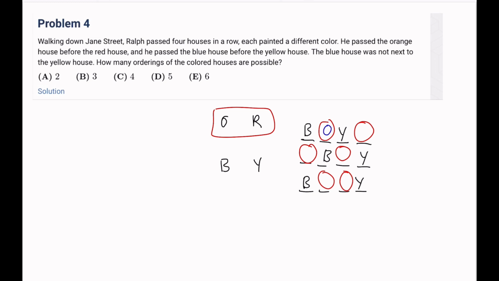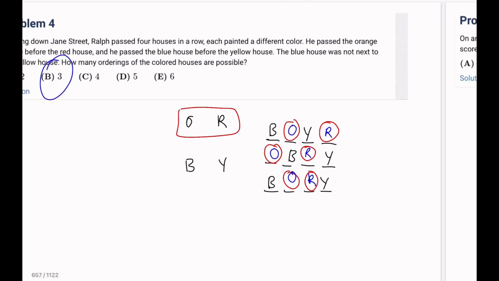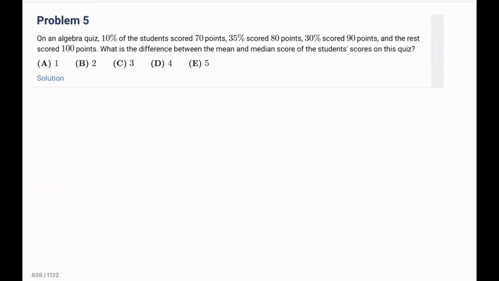So BOYR, OROR. So Boyer, Aubrey, and Bory, right? And so there will be 3 orderings of the colored house possible. The answer is B.